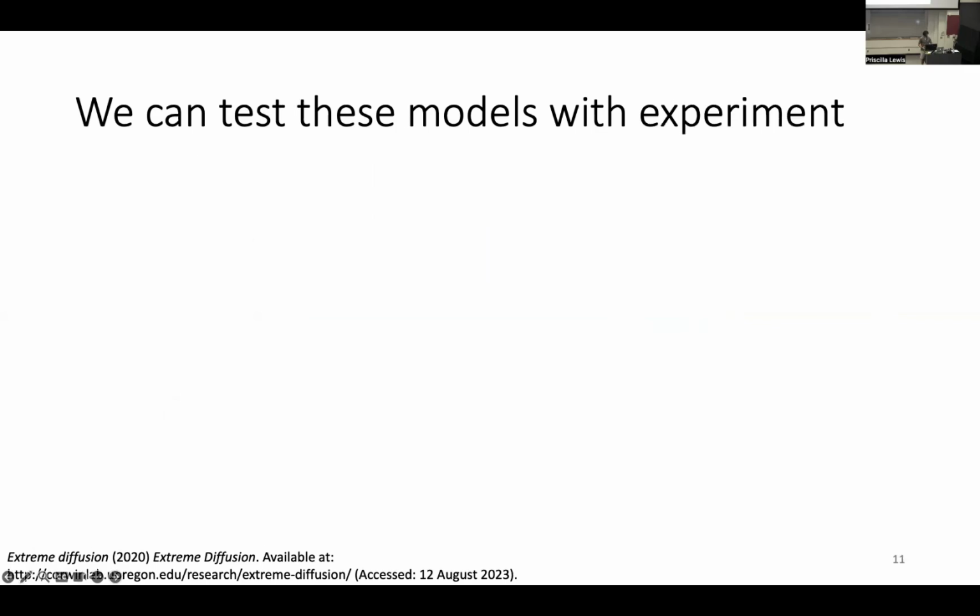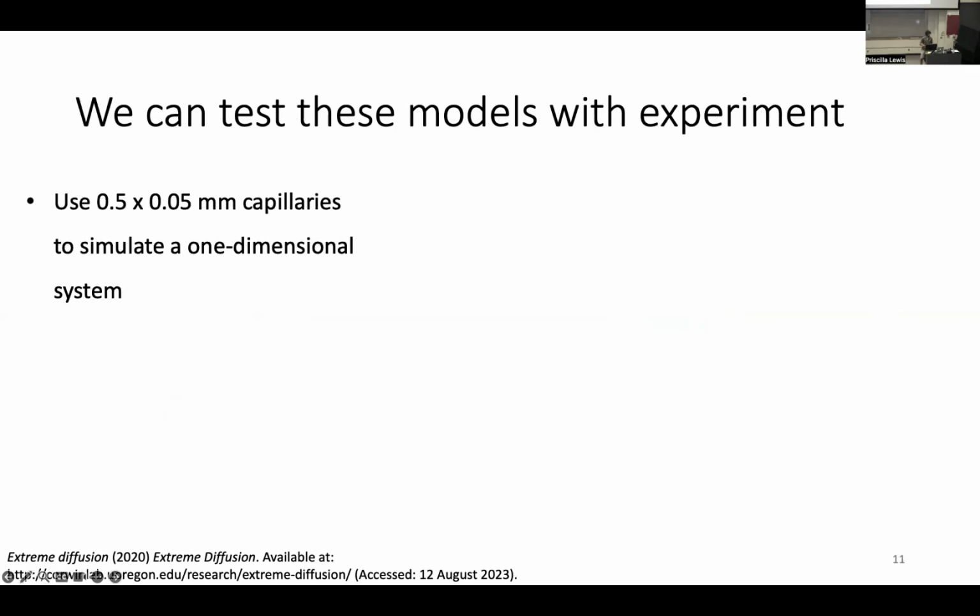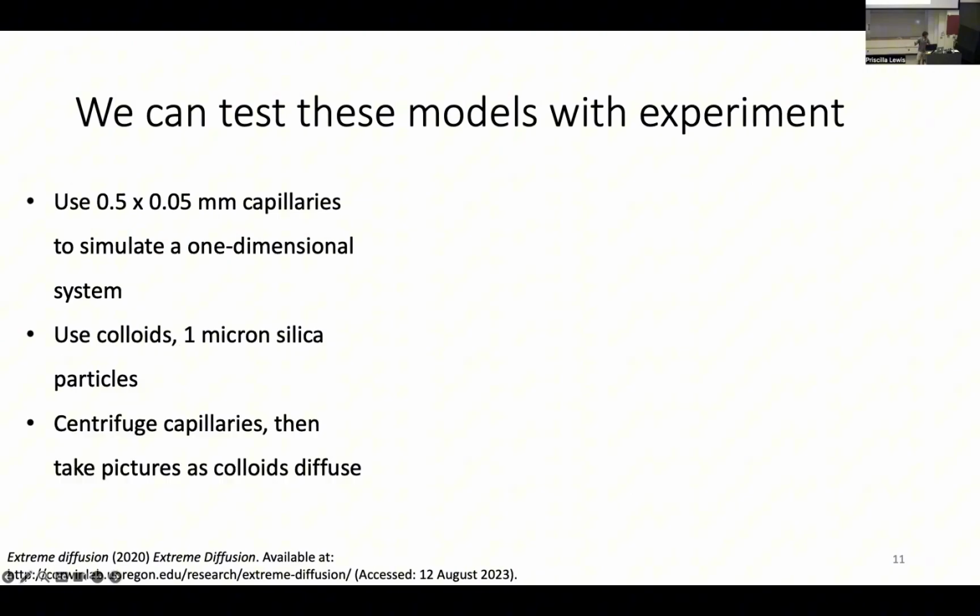Well, to create a one-dimensional system, we use very thin capillaries, about 0.5 millimeter by 0.05 millimeters. Capillaries are just tubes. And so that's to get as close as we can to a one-dimensional system. And then we need a diffusing object. We need something that moves around. And so we use colloids, which are 1 micron silica particles. And so you get the colloids in the capillaries, but then you have to get all the colloids on one side of the capillary. So how do you do that? Well, our idea is to centrifuge the capillaries.